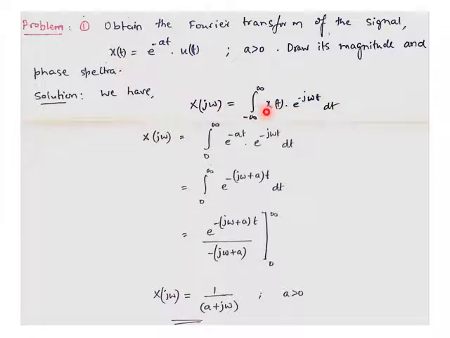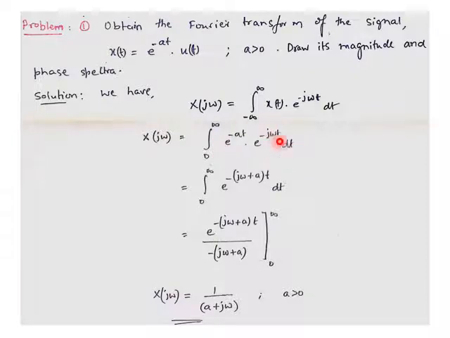It says e to the power minus at into u of t, but u of t is always 1 when t takes values from 0 to infinity. So the integration limits I can limit to 0 to infinity rather than minus infinity to infinity. For this, e to the power minus at, u of t becomes 1, into e to the power minus j omega t dt as it is.